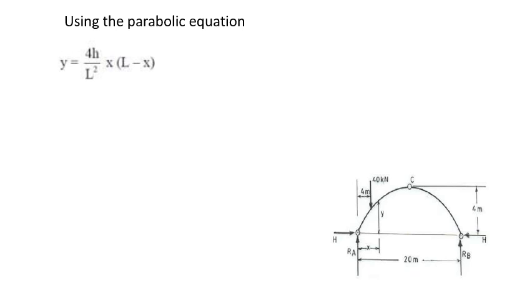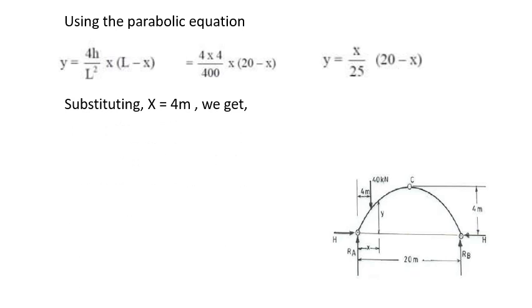So we have to find out y. So y is equal to 4h by L square into x into L minus x. So h is 4 meter given, L is 20, 20 square is 400, x into 20 minus x, this is the general term, we get y is equal to x by 25 into 20 minus x. So at any point x, whatever the point given, we can find out the value of y using this equation.